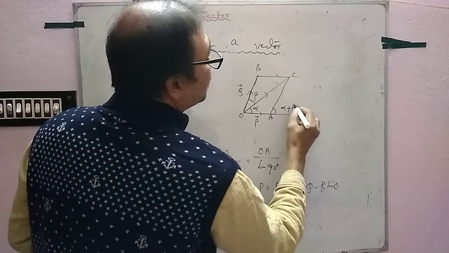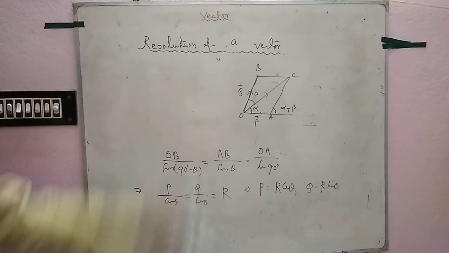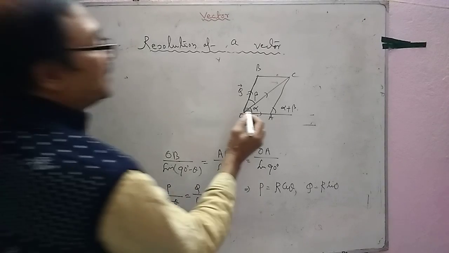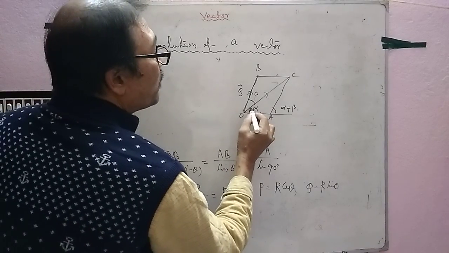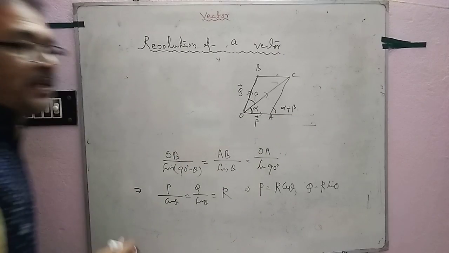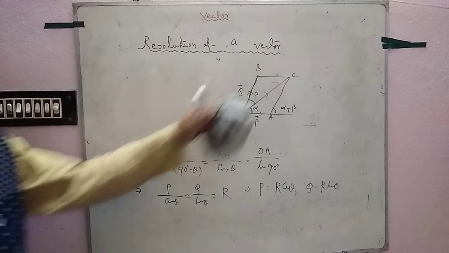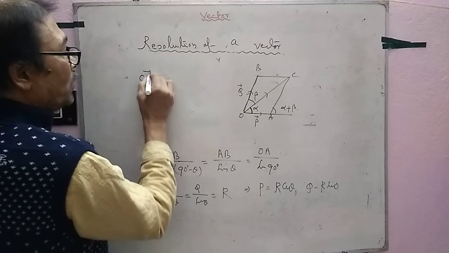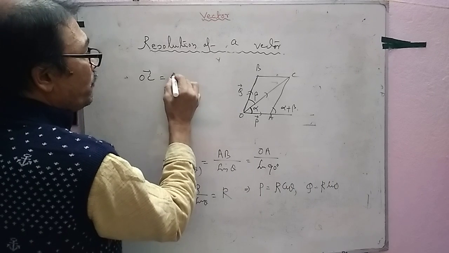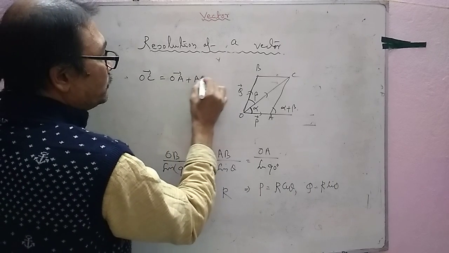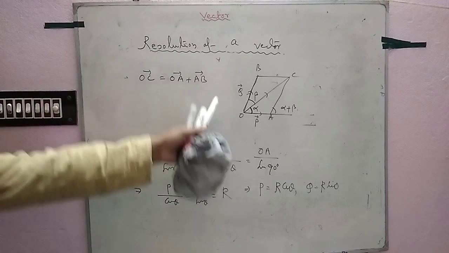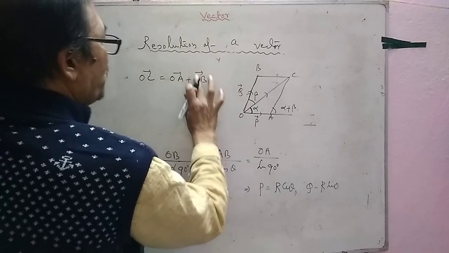alpha plus beta. If the components are like this, in the previous case it was a perpendicular component, but this is perpendicular resolution, this is normal resolution. Alpha plus beta is not 90 degrees, so this is not perpendicular. If we add, follow, OC equal to OA plus AB, here also OC equal to OA plus AB. OC equal to OA plus OB.